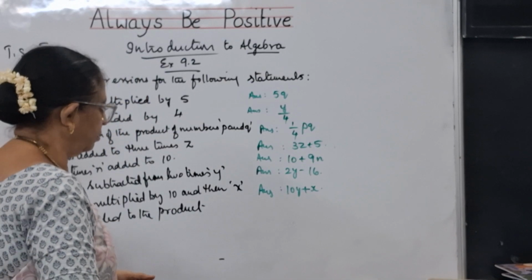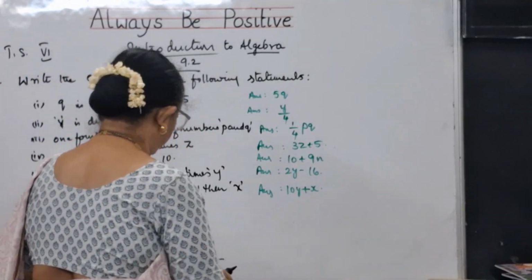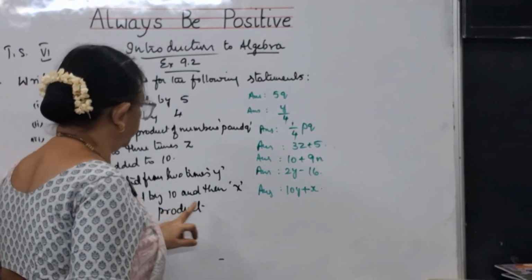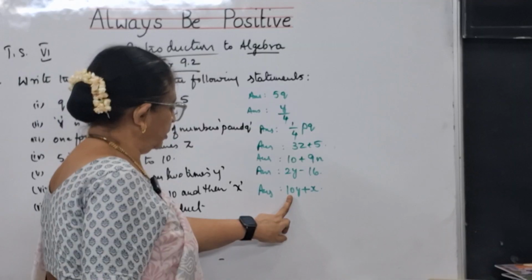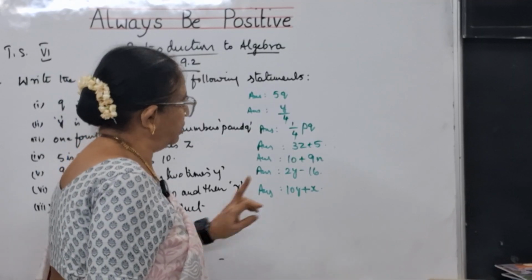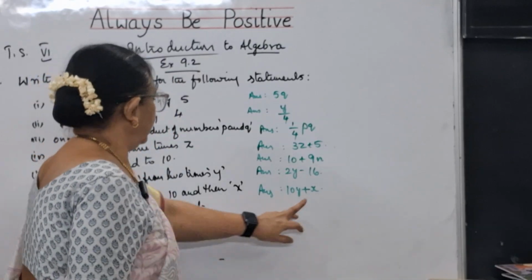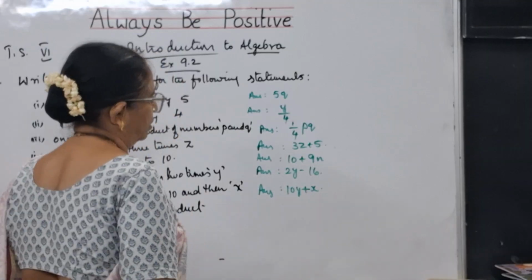Please note it down. I hope I am clear. Y is multiplied by 10. No sign in between them means it is multiplication. And x is added to it.